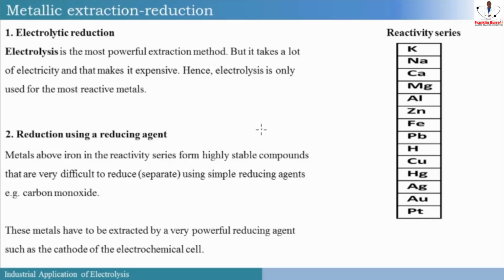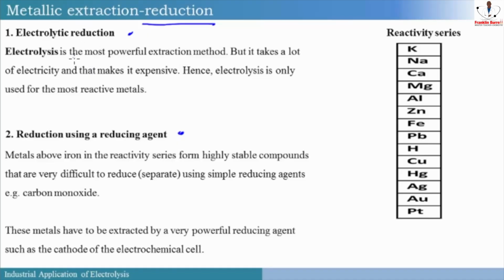As long as you are extracting a metal from its compound, the process is reduction. Now there are two types of reduction that we are going to look at. We are going to look at electrolytic reduction and reduction using a reducing agent. Now this is based on where you're found in the series. Now let's talk about the first one, electrolytic reduction.